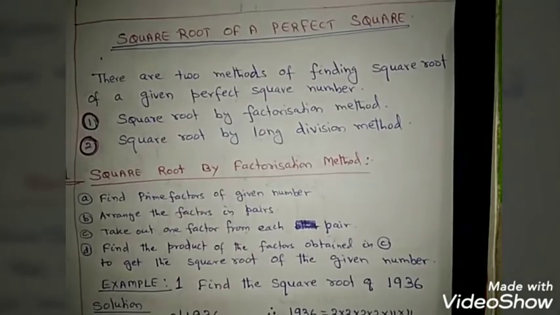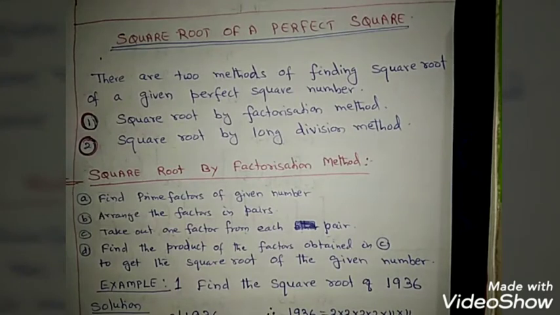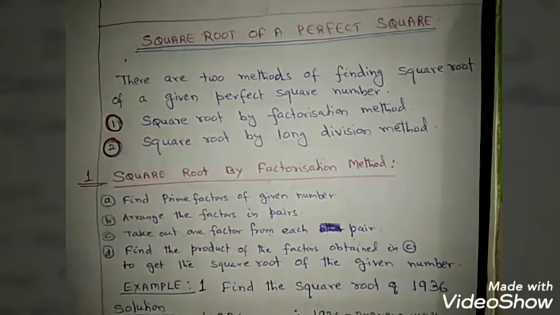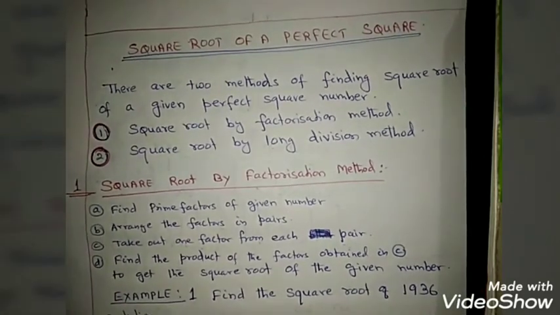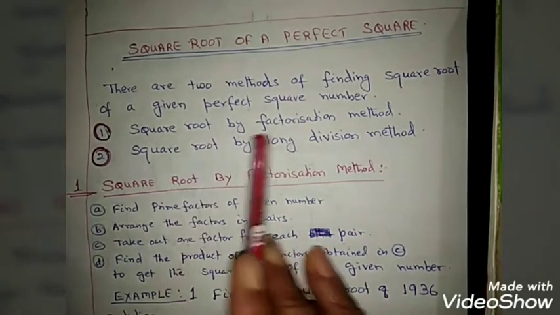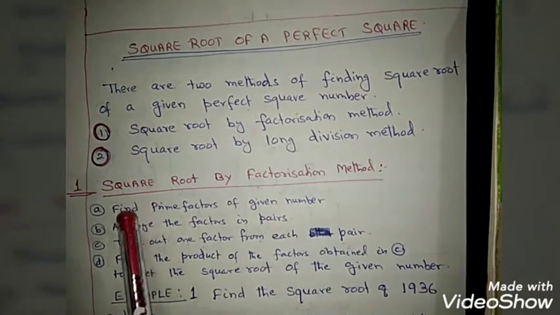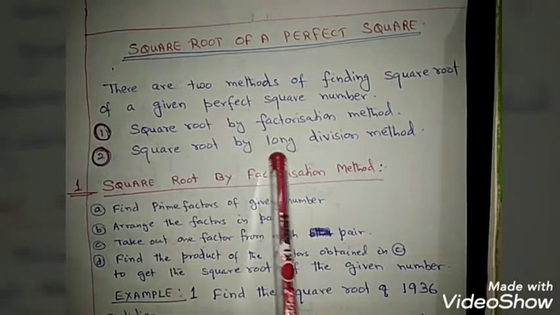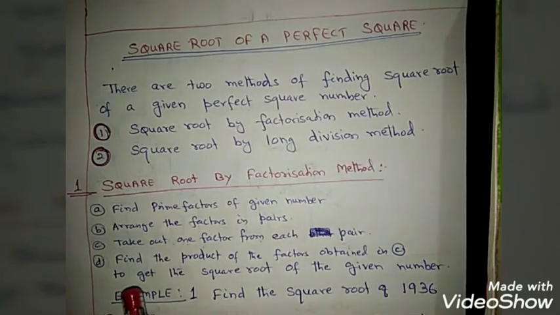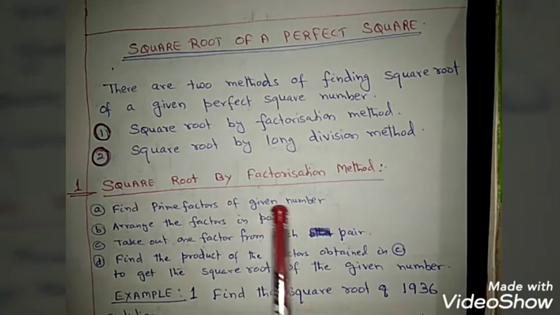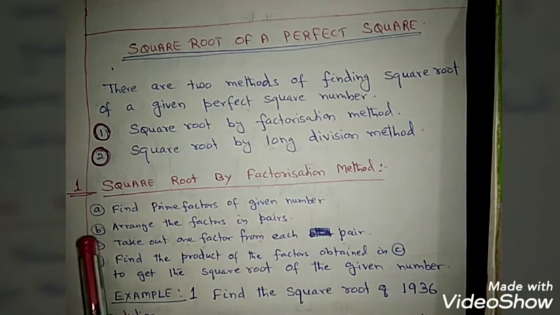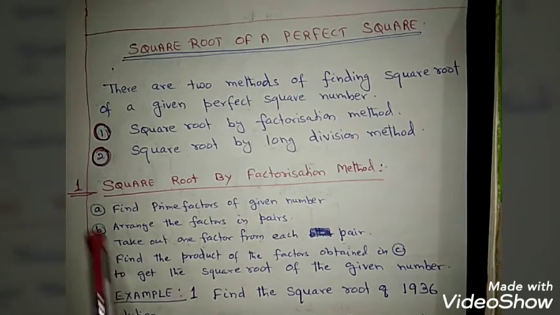Now let us see how to find out the square root of a perfect square number. There are two methods for finding the square root of a perfect square number. The first one is the square root by factorization method, and the second one is the square root by long division method. So how will you find the square root by the factorization method? You have to go through the following steps. I have written the steps.